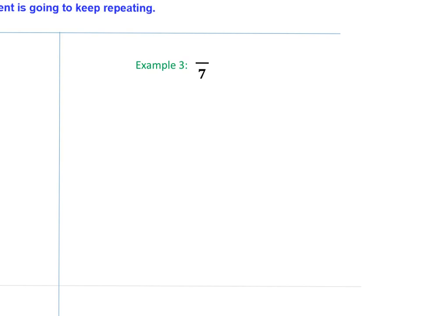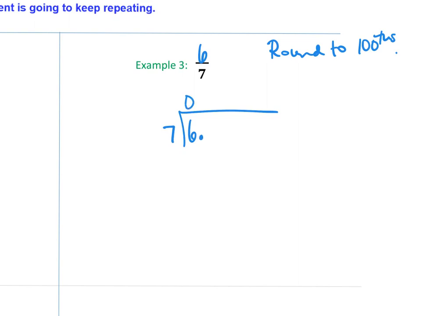So in example 3, we are going to round our answer to the nearest hundredths. That would be to the second decimal place, but that means we need to go to the third decimal place to find out what to put in our second decimal place. So for number 3, we're going to make it 6/7. We're going to divide 6 divided by 7. 7 doesn't go into 6. Put a 0 up top, a decimal in our dividend, bring it into our quotient.